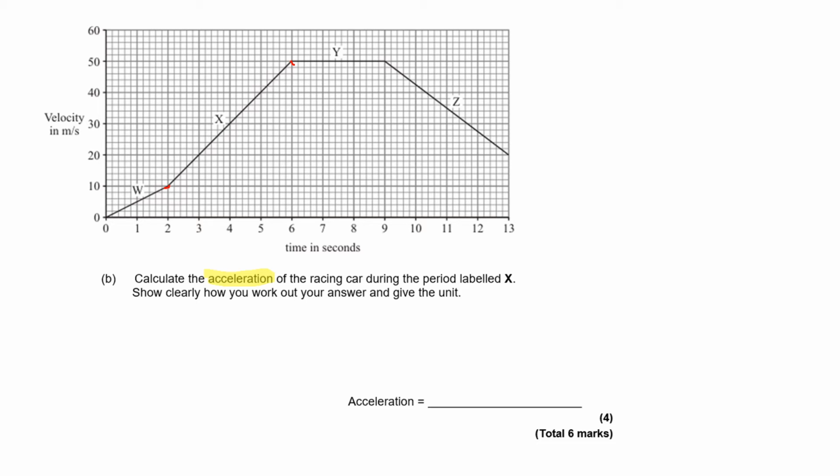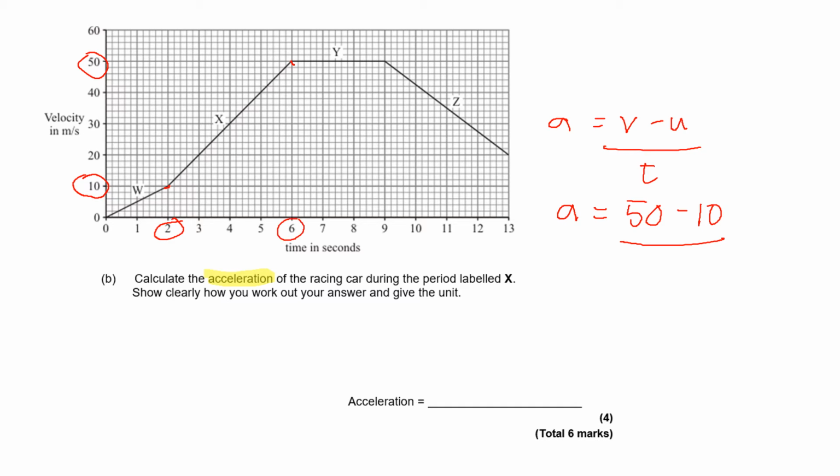The first way could be to use the equation that acceleration is the change in velocity divided by time, v minus u over t. We look at the final velocity at the end of section X, which is 50 meters per second, and the initial velocity at the beginning of section X, which is 10. So the acceleration is going to equal 50 minus 10 on the top, and then we need to divide by the time. The time goes from 2 seconds to 6 seconds, so that's 4 seconds. That will give us 40 divided by 4, which will give us an answer of 10 meters per second squared. I'll come back to the units in a moment.